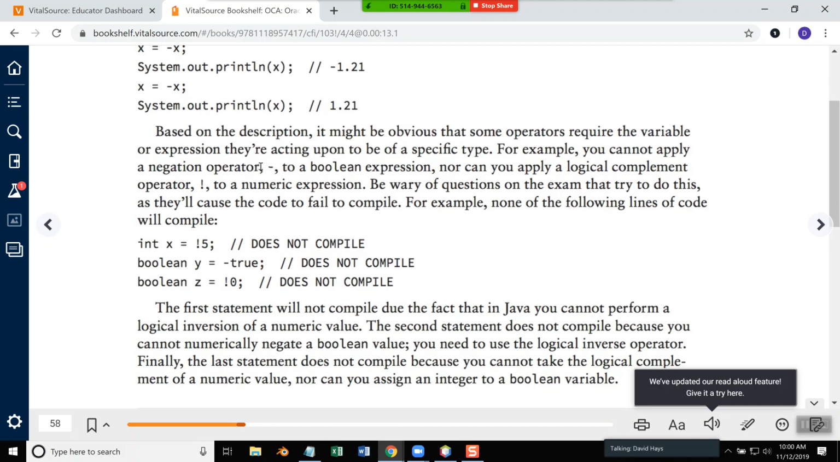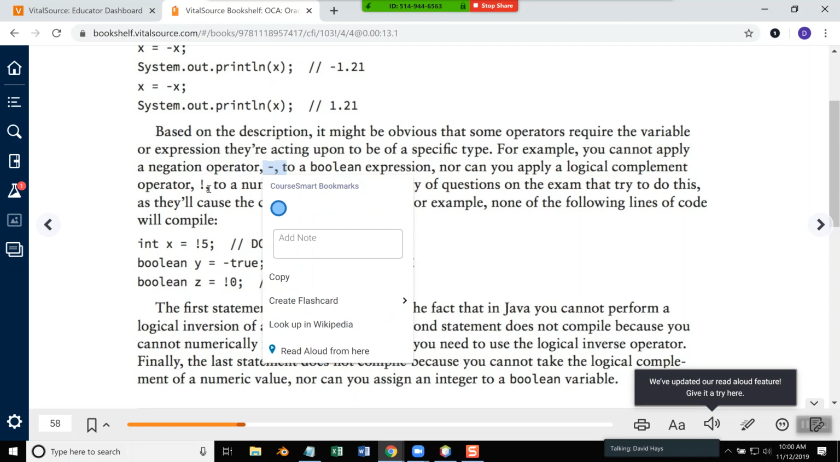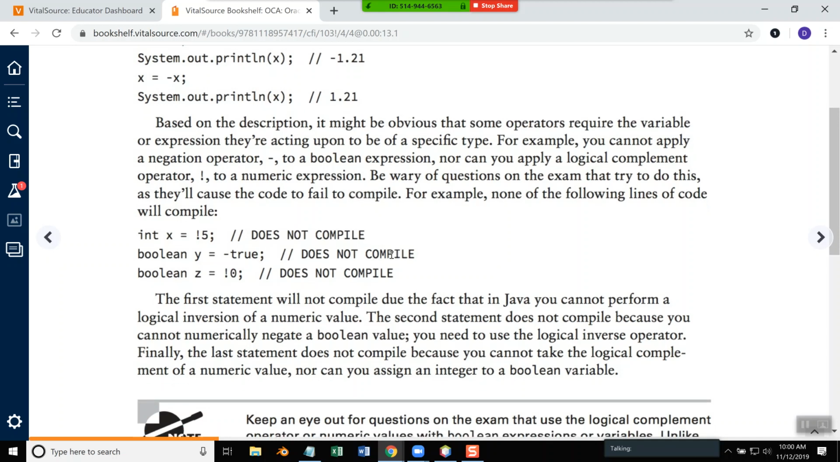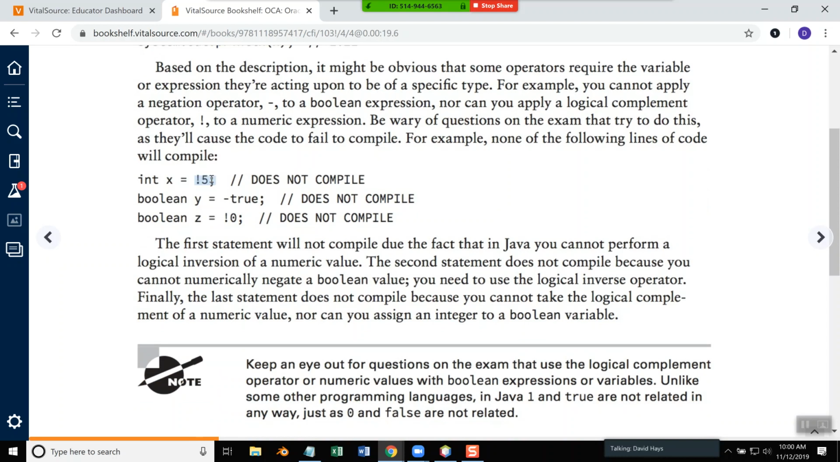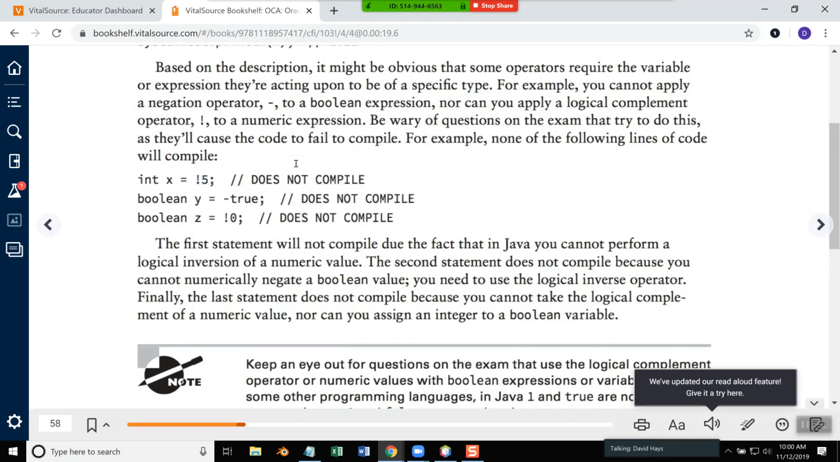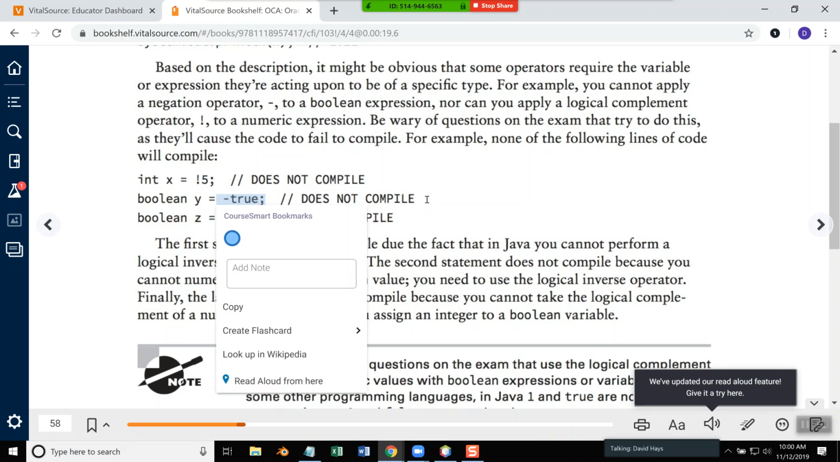Cannot apply a negation operator to a Boolean, nor can you apply a logical complement to a numeric expression. Beware of questions on the exam that try to do this, as they cause the code to fail to compile. For example, none of the following lines of code will compile. You can't have the opposite of 5. I know in logic we think not 5, but that doesn't make any sense in programming. You can't put a negative before a Boolean. So I am wondering if some languages would allow you to do that. I don't know if that's true or not, but not Java.